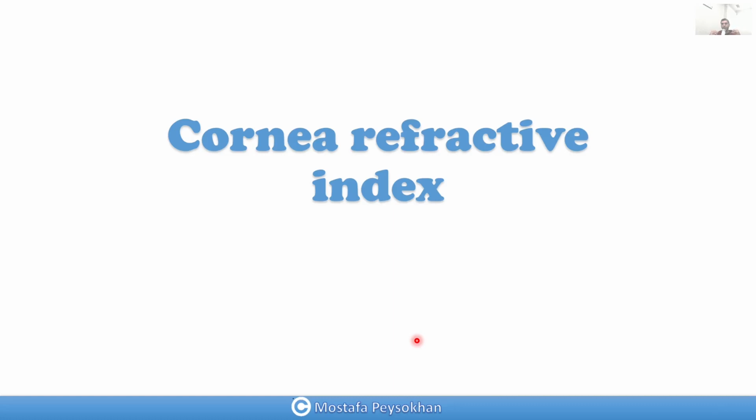In previous videos, we talked about the anatomical structure of the cornea. We talked a little bit about the refractive index and radius of curvature, the geometry of the cornea. But in this video, we want to take a deeper look into the refractive index of the cornea and where those numbers come from, the number that we put for the refractive index.